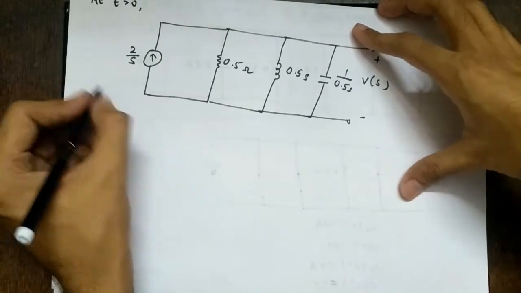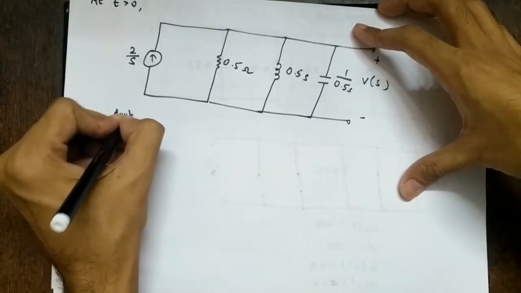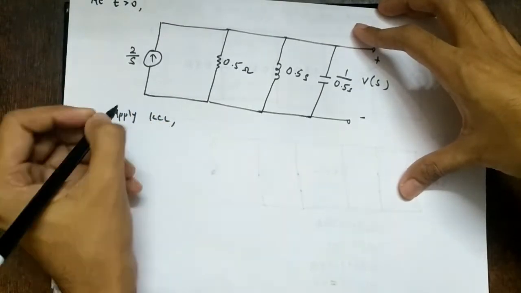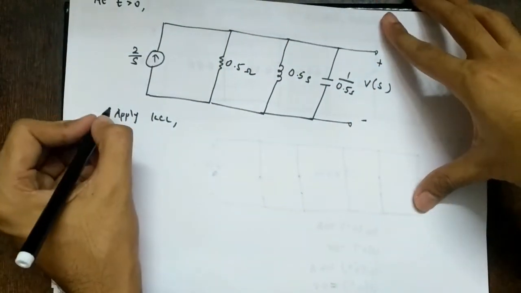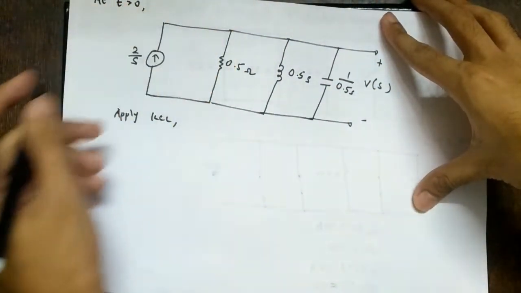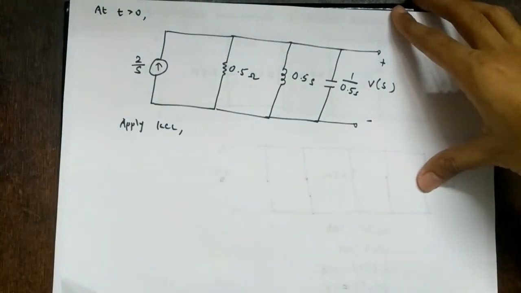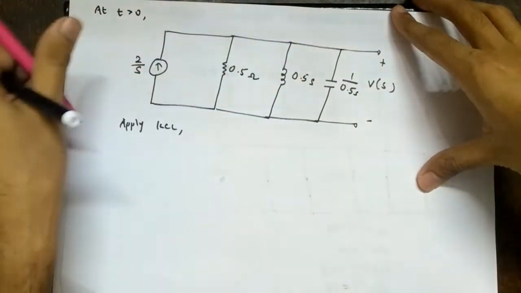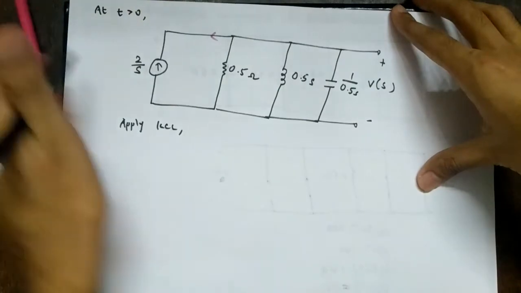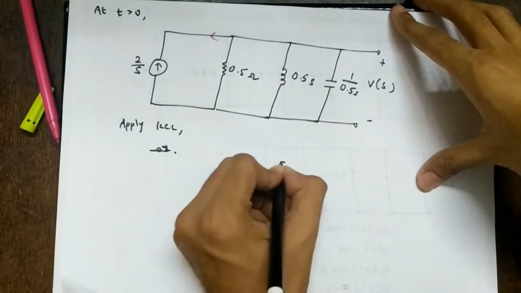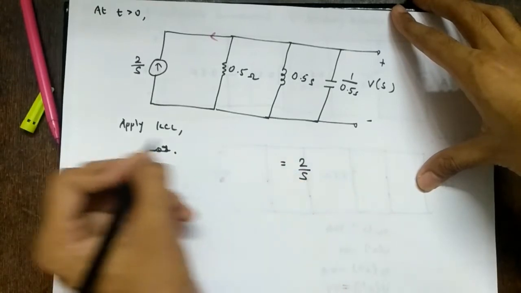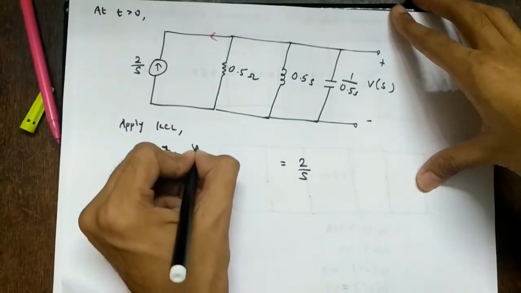So what will we do? We'll apply KCL. Again, this is the voltage V of s over the entire line. So what will we say? Assume all currents as outgoing, right? So all currents are outgoing. This source is in the opposite direction, so minus 2 by s, which I can write as equal to 2 by s on the other side. I am writing it directly, skipping one step. So what will I have?